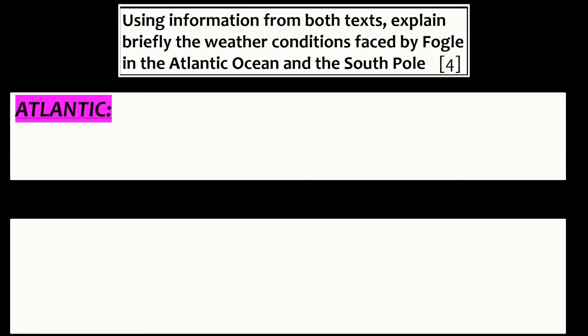So remember, this is how I'd want you to structure it. So 2 separate paragraphs, one with Atlantic, one with South Pole, and then really just pick out the quotes about the weather and put them into a sentence. You should make it a sentence. You shouldn't just copy down quotes. So just do a little sentence starter each time with Fogel or he, and then put the sentence.